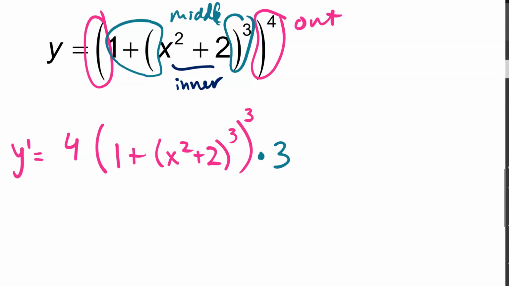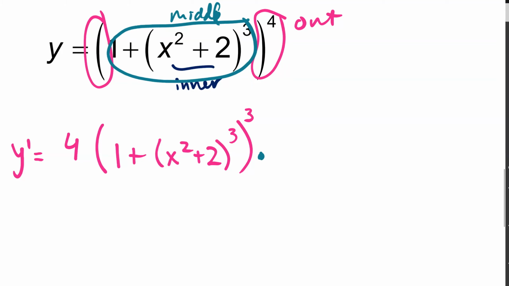3 times 3 times... let's see. No wait, would it be 1 plus 3 times? Because I'm taking the derivative part. I think this is actually 4. This whole thing inside, there's actually 4. It's 4 different ones. Yeah, because now we take the derivative of 1, which is 0. 0 plus 3 times x squared plus 2.